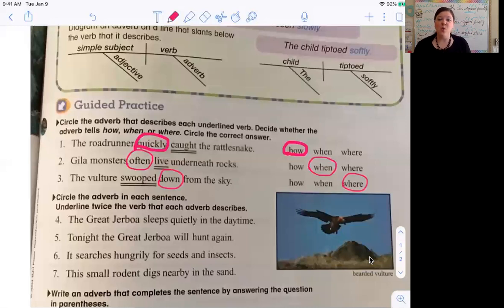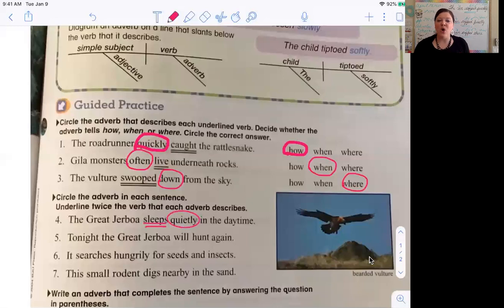This time, they're wanting us to find the action verbs first. Number 4, the great jerboa sleeps quietly in the daytime. What is the great jerboa doing? It sleeps. Let's underline it twice. 1, 2. Now let's ask our questions. How is it sleeping? Did you see that ly word? It's sleeping quietly. Circle quietly. There we go. Let's move on to number 5.